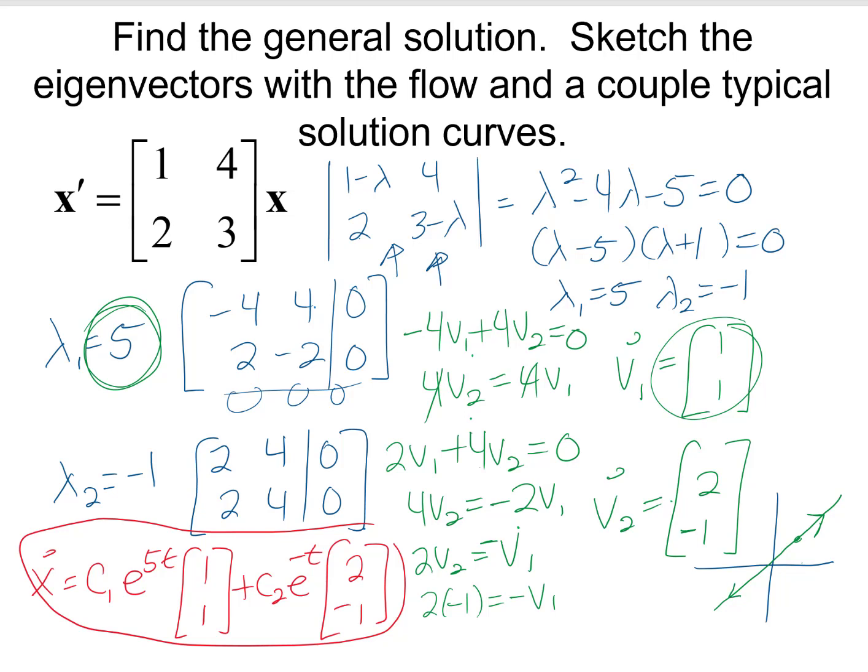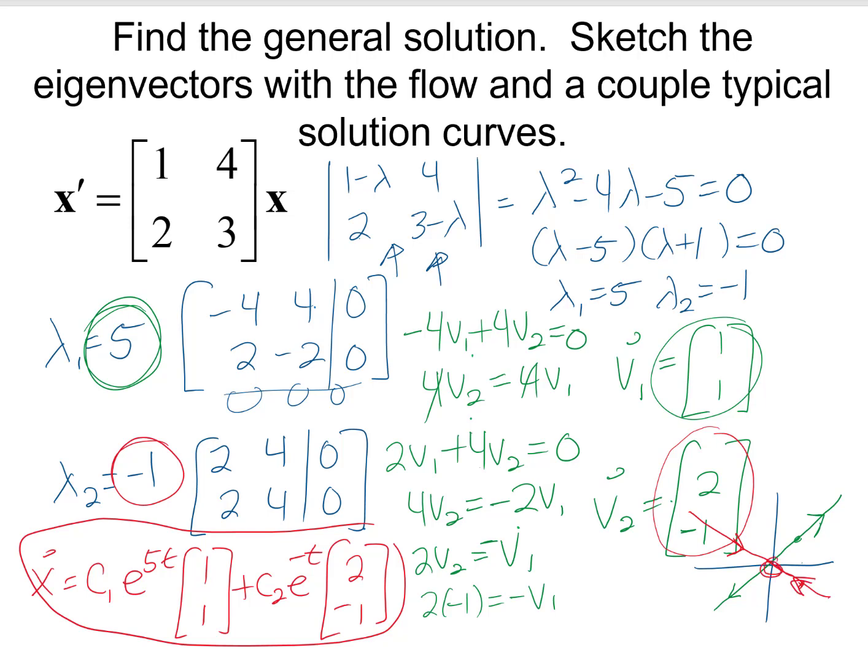If you start out with like e to the 5t, it's going to go to infinity. If you start out with a negative coefficient, and then e to the 5t, that's going to go to negative infinity. All right, second eigenvector right here. Let's plot that. We go over 2 and down 1. So it's going to look like this. And the corresponding eigenvalue is negative 1. E to the negative t approaches 0. So these arrows are going to go in.